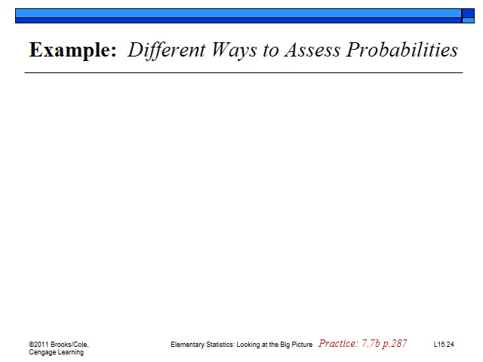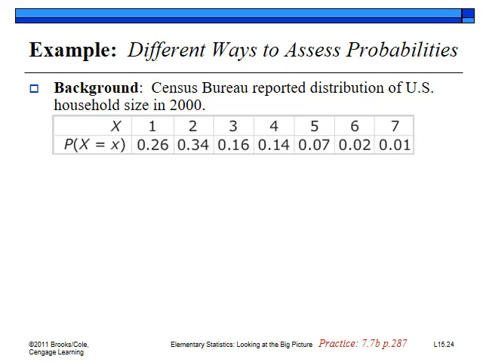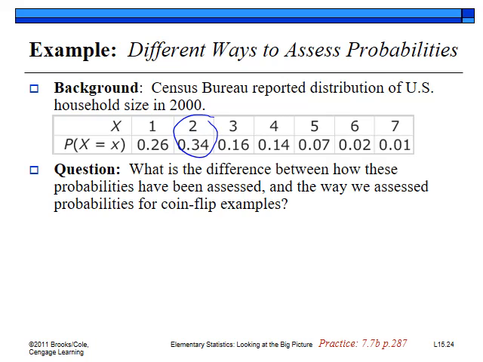For example, in the 2000 US Census, the Census Bureau reported that the distribution of household sizes are given in this table. Reading the table, we see that 34% of all households contain 2 people. What's the difference between how these probabilities are assessed and the way that we found the probabilities for the coin flips?